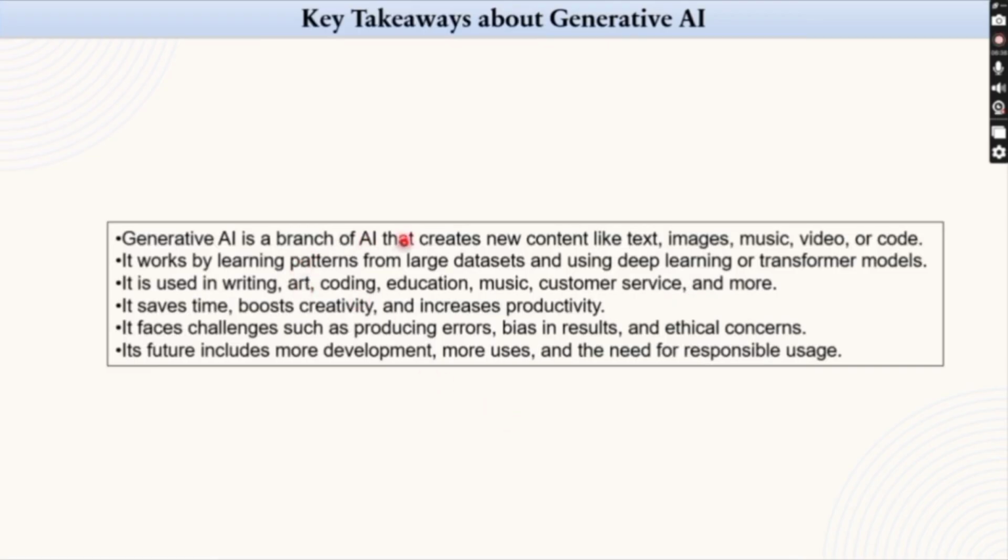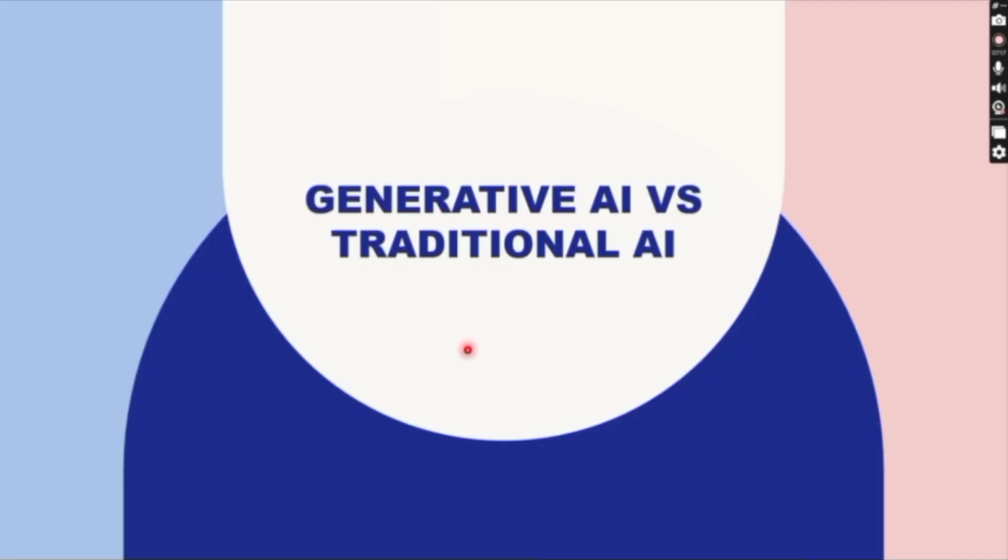So now let's summarize what we learned in this video. Generative AI is a branch of AI that creates new content like text, images, music, videos, or code. It works by learning patterns from large data sets and using deep learning or transformer models. It is used in writing, art, coding, education, music, customer service, and more. It saves time, boosts creativity, and increases productivity. It faces challenges such as producing errors, bias in results, and ethical concerns as well. Its future includes more development, more uses, and the need for responsible usage. In the next video, we are going to see how generative AI differs from traditional AI.